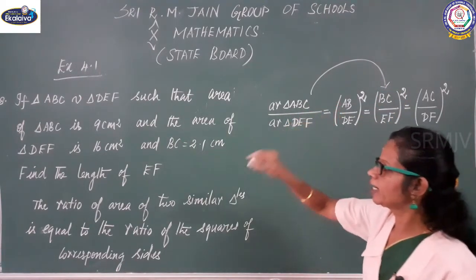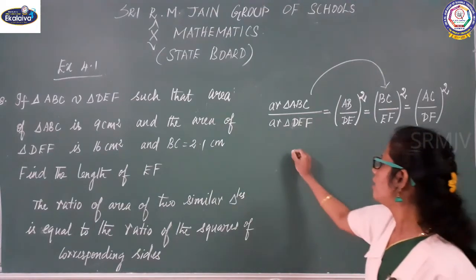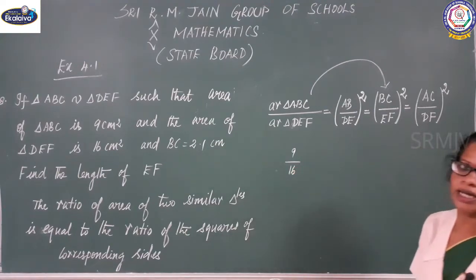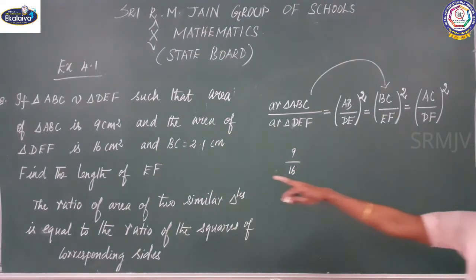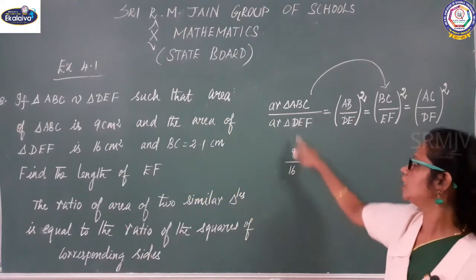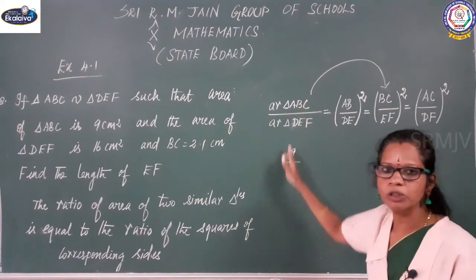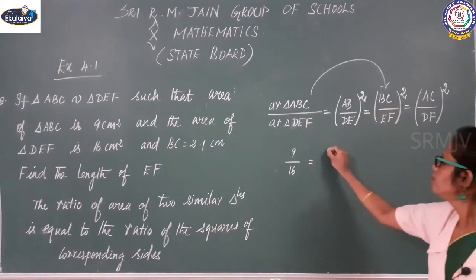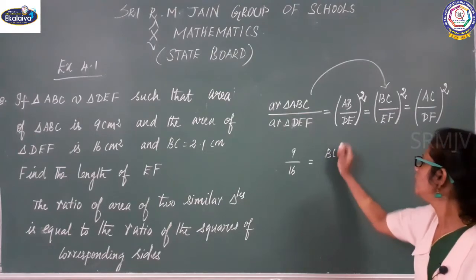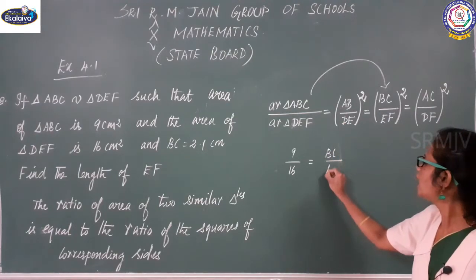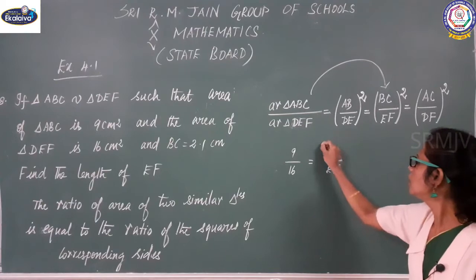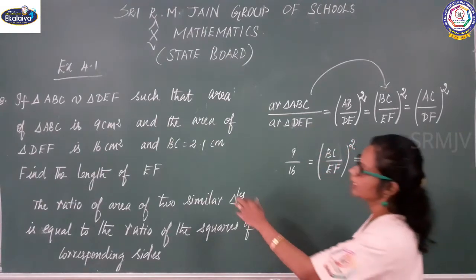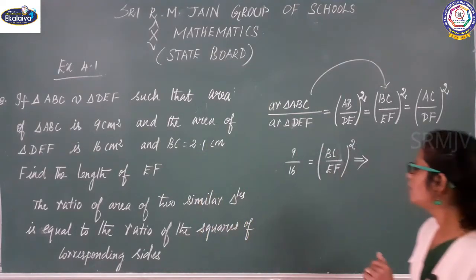Area of triangle ABC, what is given? 9 divided by 16. Area of triangle DEF is 16. So the left hand side I replaced by the numerical value. The right hand side, BC divided by EF the whole square. What is my BC? BC they have given us 2.1.